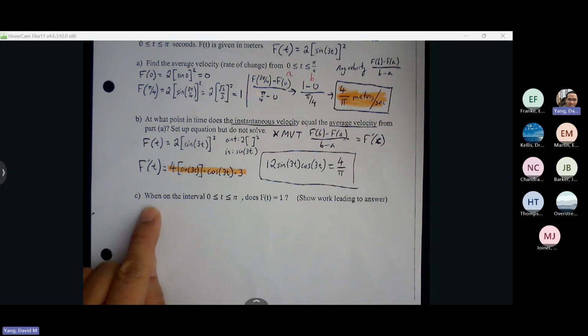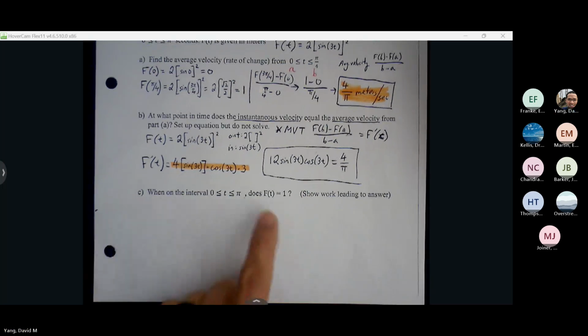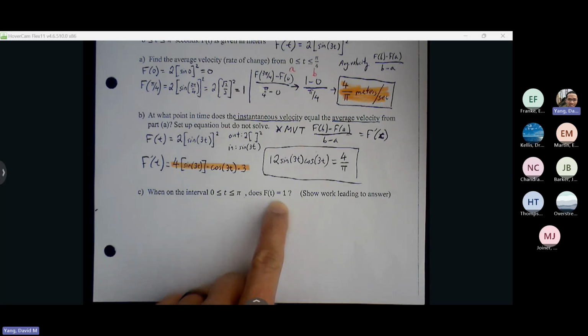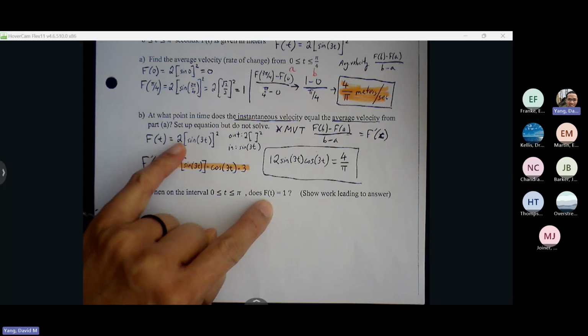Part C, on the interval from 0 to pi, when does f of t equal to 1, or when is the position equal to 1? So we're just basically setting f of t equal to 1 here.